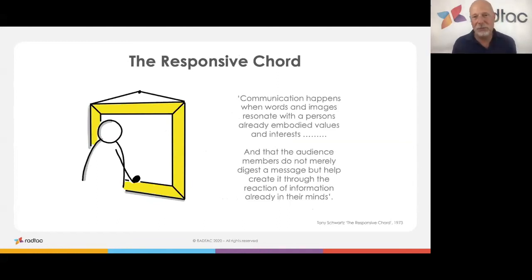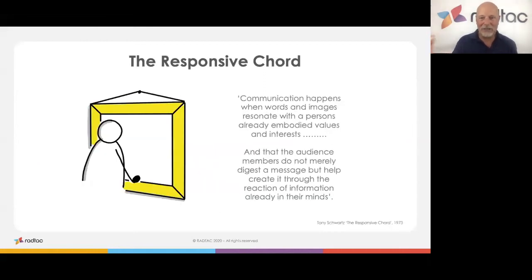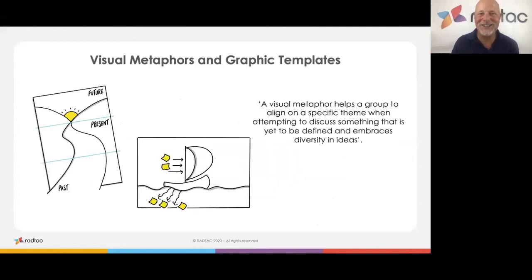Well, that means as an amazing Scrum Master, you have to understand the context. Don't just go in there and start spouting a book at people. You have to understand the context, because what you need to do is find a way to make Agile resonate with people's already embodied values and interests. Yeah. So the responsive chord, good thing to have a look at. Visual metaphors and graphic templates are really good ways to enable that resonance to occur.